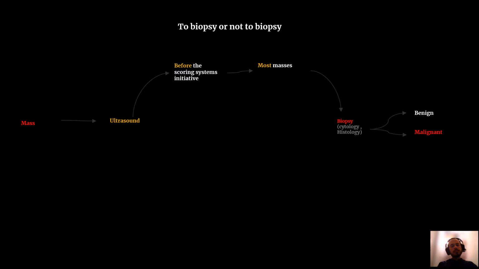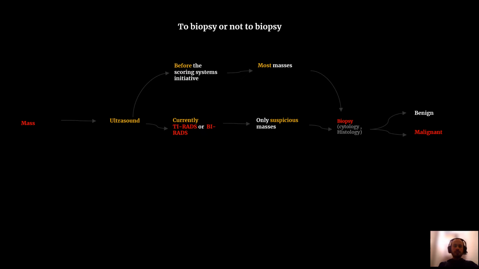Well, most masses were biopsied before the discovery of the scoring systems for thyroid and breast masses, which are known as TIRADS and BIRADS. These two systems categorize thyroid nodules and breast lumps into different categories based on certain features such as wall regularity, echogenicity, and the presence of calcification. With TIRADS and BIRADS, only suspicious masses are biopsied.